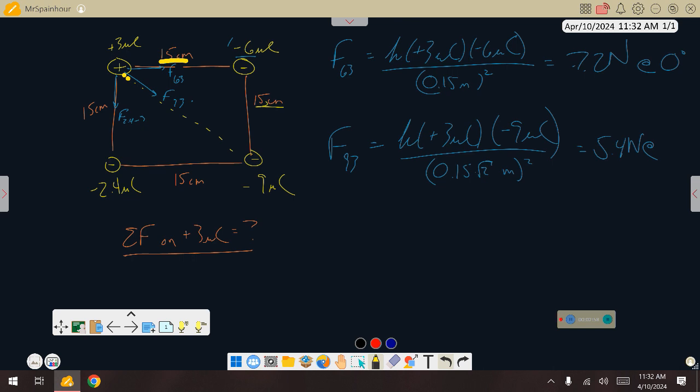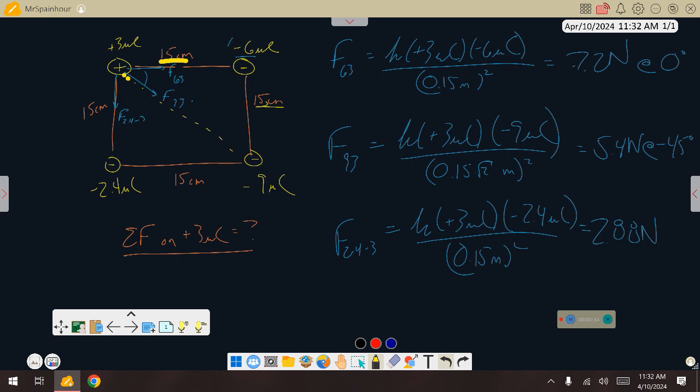And since it's a square, I know that these are evenly split, so that one right there should be 45, specifically negative 45 degrees. Okay. And here we have the force of 2.4 on 3. That's going to be K times positive 3 microcoulombs times negative 2.4 microcoulombs, all over, once again, 0.15 meters squared. And that should be 2.88 newtons. And you can see that's straight down, so that's at negative 90 degrees.